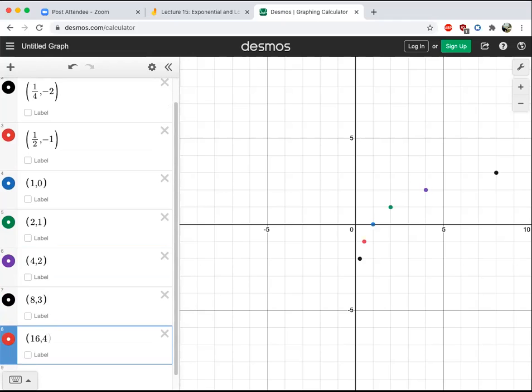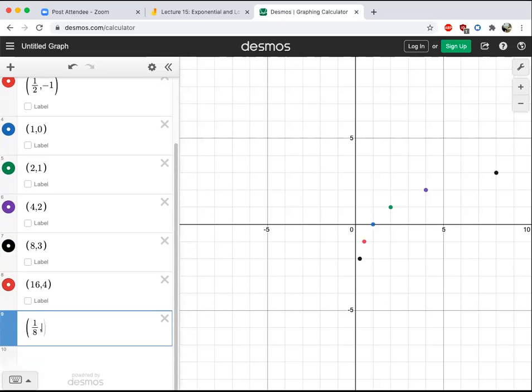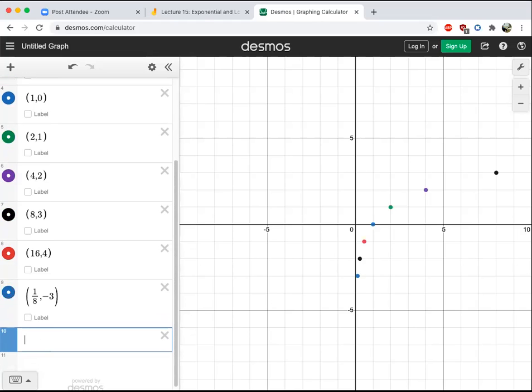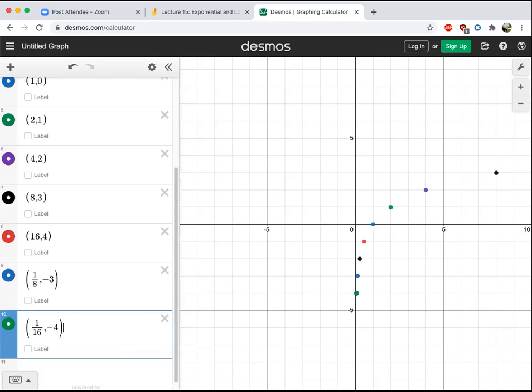We probably won't be able to see that point unless we zoom out. Okay. Now, I'm actually going to do another point just to show you how the asymptotes work with this one, because this one is going to have a vertical asymptote on the y-axis, also known as x = 0. But the next point I wanted to graph was 1/8, -3, because I think that's going to be a point. Yep. And then we're going to have 1/16, -4.